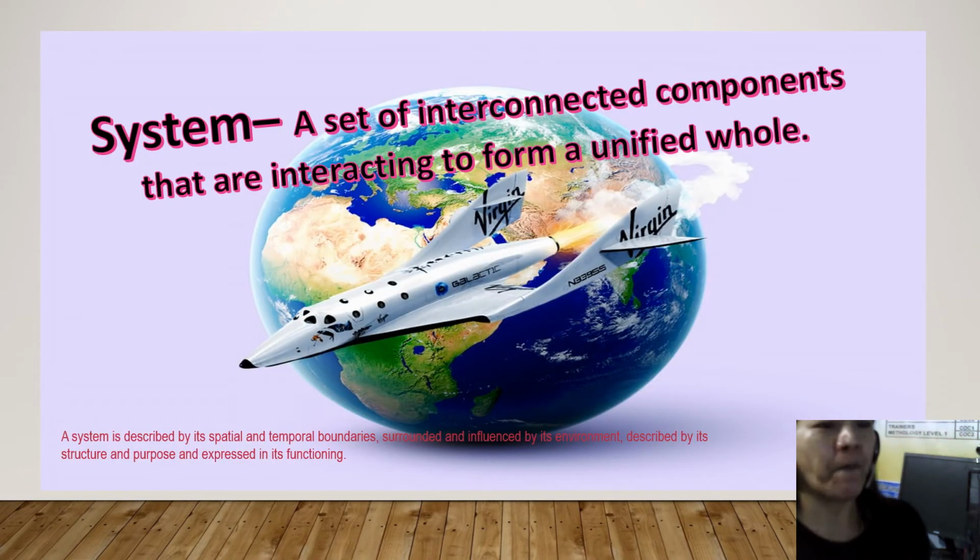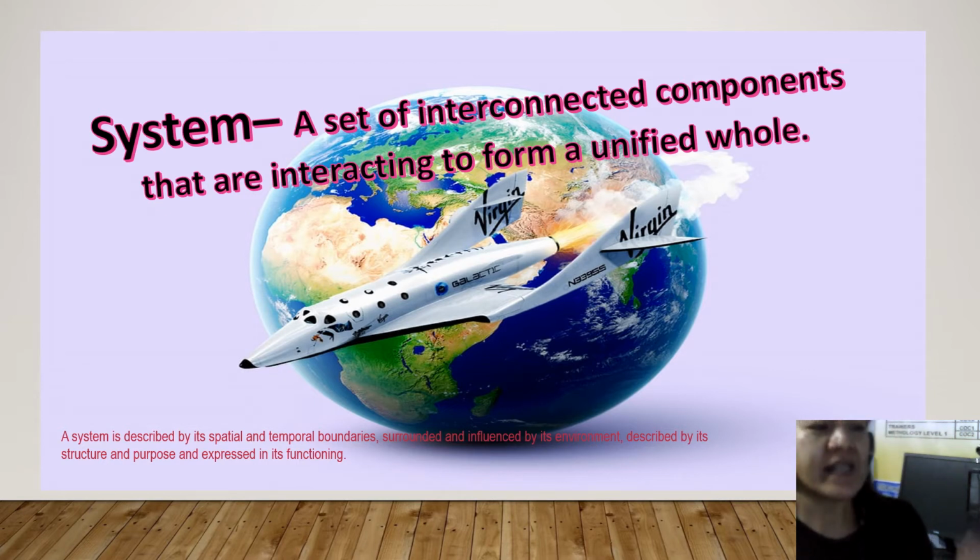Okay, now to define a system, it is a set of interconnected components that are interacting. Remember, interacting. They are not just there as connected, but they are there to interact to form a unified whole. So, in other words, a system is interconnected and interacting. So they always have a relationship with one another.